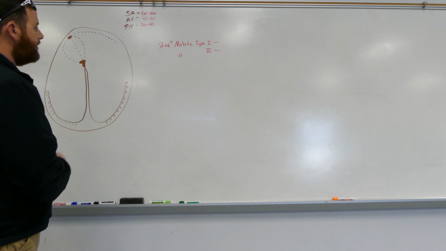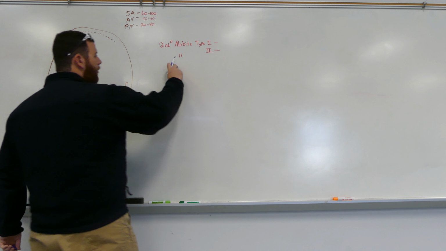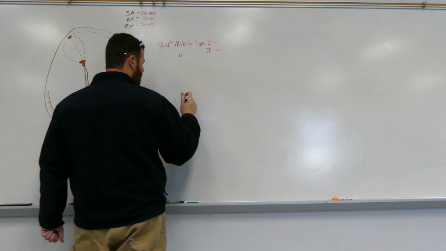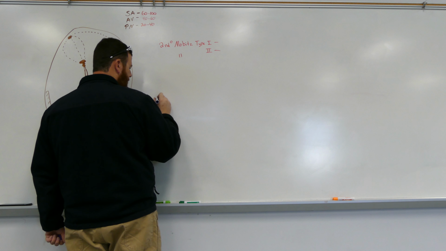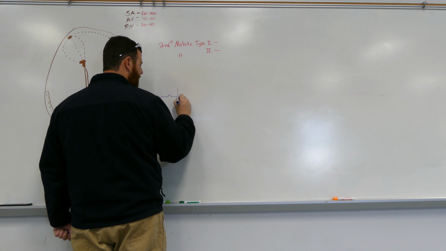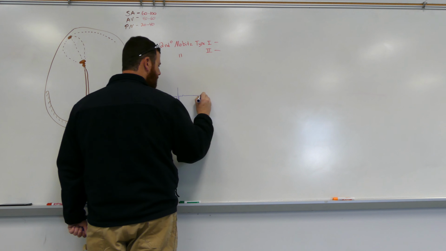So a second degree Mobitz type 2. It is similar to a type 1, but is missing one key feature. The PR interval on a type 2 stays consistent. There's no prolongation of that PR interval.